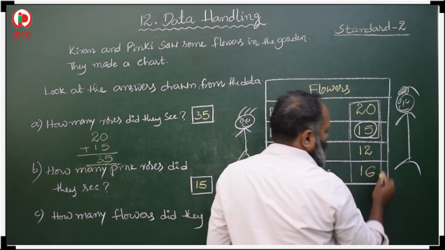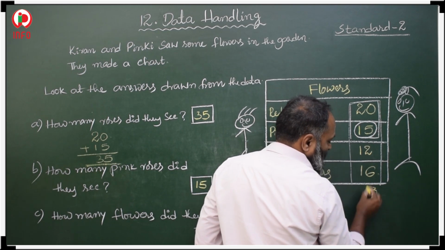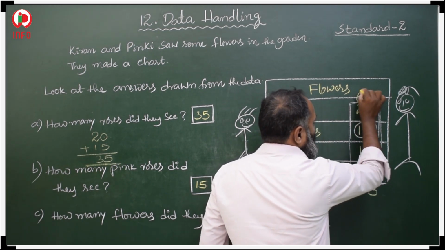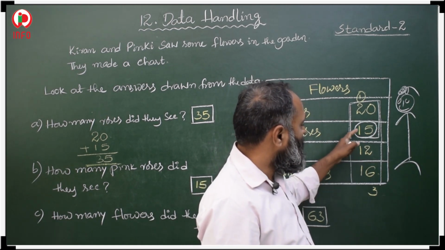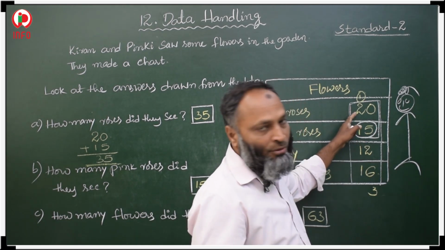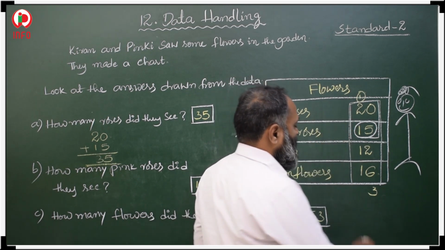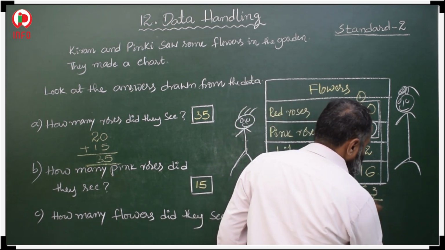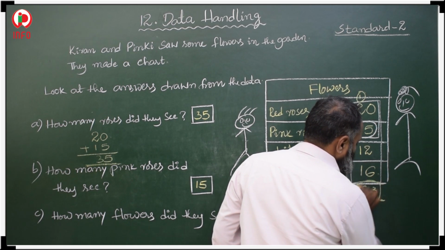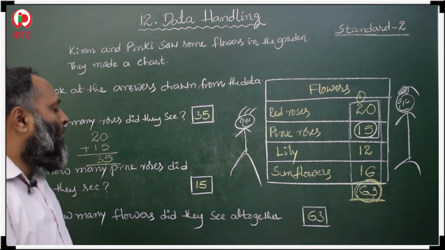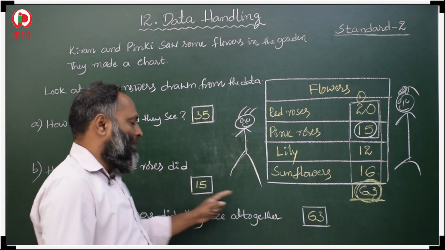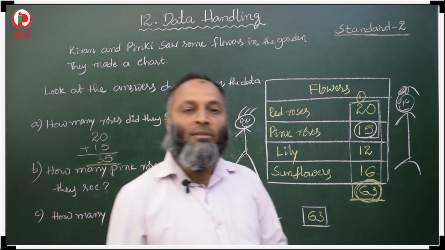13 plus 0, 13. 13 means 3 in the one's place and 1 we should carry over here. Now 1 plus 1, 2, 2 plus 1, 3, 3 plus 2, 4, 5. 5 plus 1, 6. 63. Total how many flowers? 63 flowers they see all together. Okay, so like this we answer all these questions.